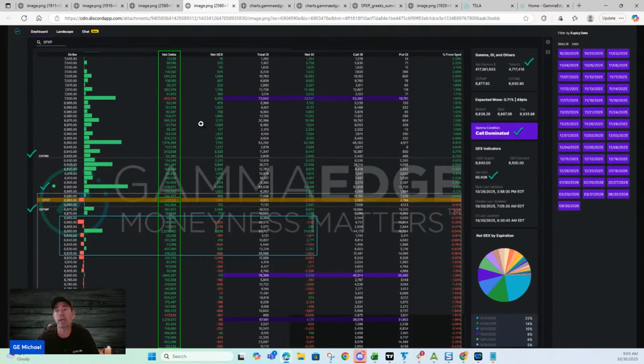Again, this is our shorter dated contracts. This is kind of what we call our speedboats. This basically controls price action on a 0DTE as well as a weekly level.